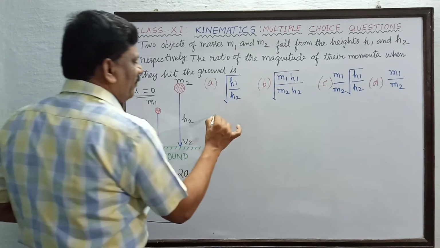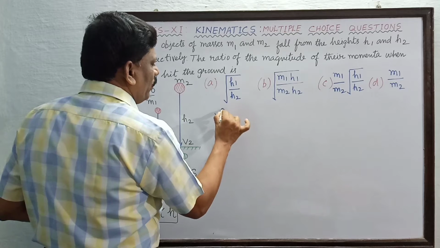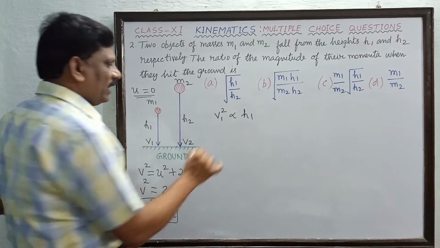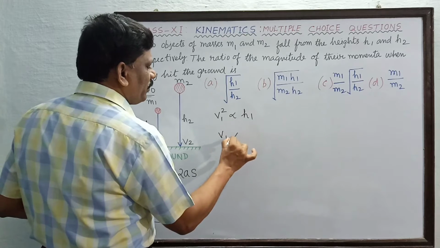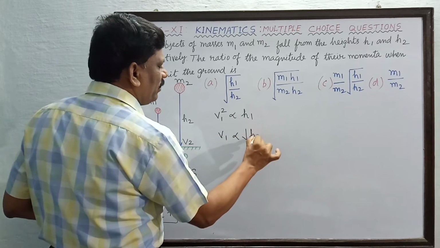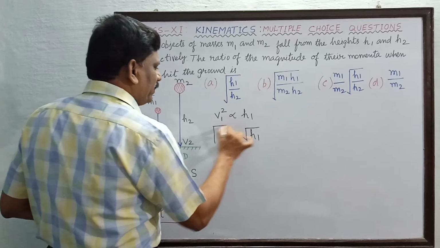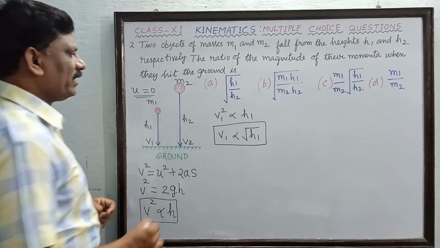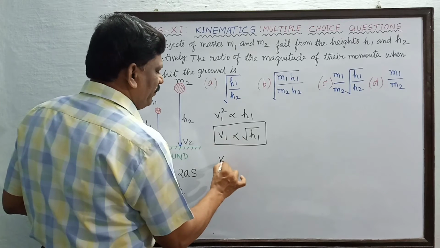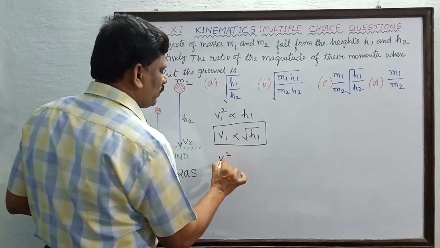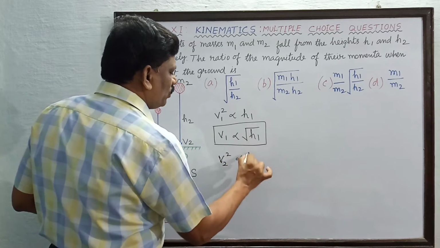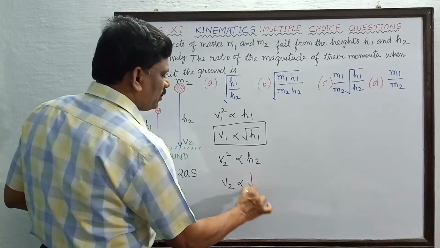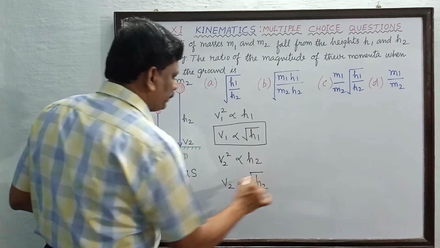So, I can write for the first mass, v1 square is proportional to h1. And hence, v1 is proportional to square root of h1. Similarly, for the second mass, v2 square is proportional to h2, or v2 is proportional to square root of h2.